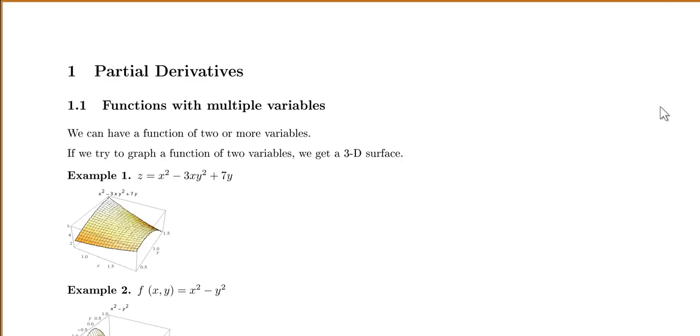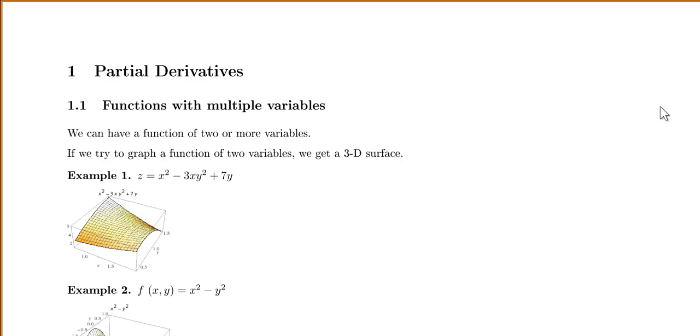This is Chapter 7. We're talking about partial derivatives. So first we talk about functions with multiple variables. So we can have a function that has two or more variables in it, and if we were to try and graph a function that has, say, two variables, then we're going to get a 3D surface.